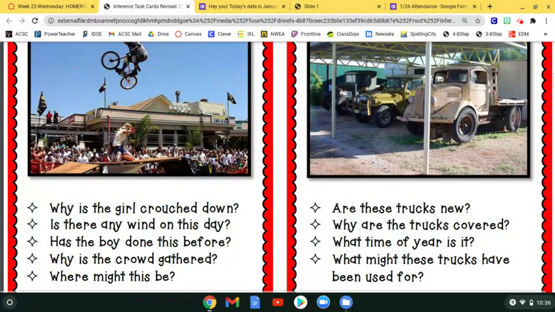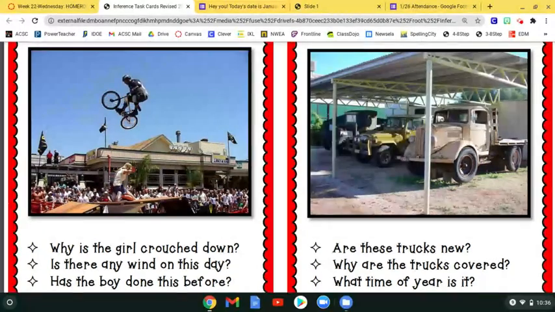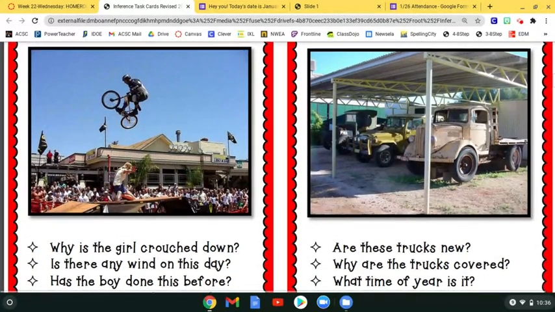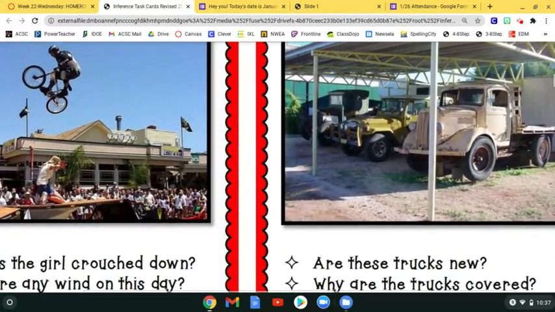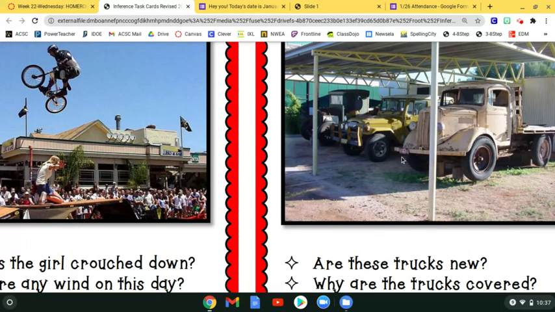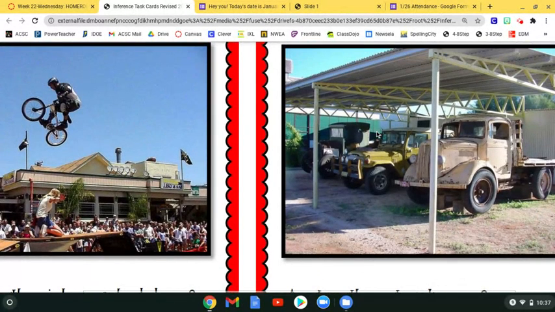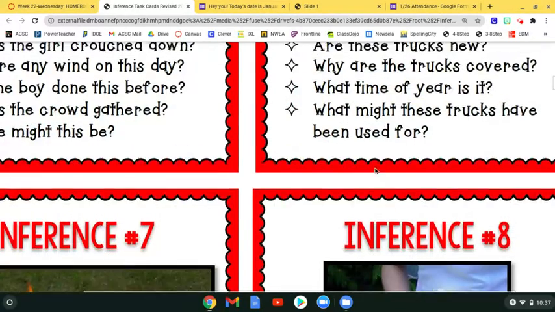Are these trucks new? I would say definitely not. They definitely don't look new. They don't look shiny and clean. I mean, this one doesn't look too terribly dirty, but it's definitely not a brand new sparkly car. Let's look at the next question.